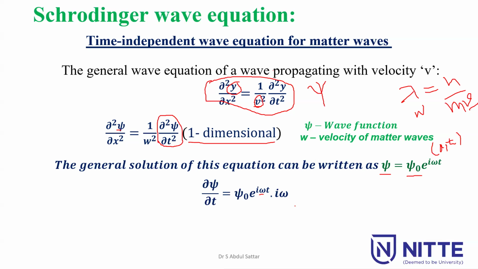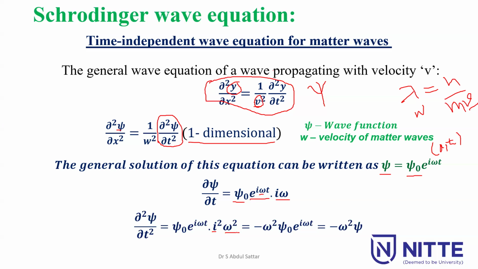Then again, if we differentiate with respect to time, dou square psi by dou t square equals psi naught, which is a constant with respect to time but a function of x, times the derivative of e power i omega t, and again i omega. Since i omega is already there, this becomes i square omega square. We already discussed i square equal to -1, so this is minus omega square psi naught into e power i omega t. Psi naught into e power i omega t is nothing but psi, so we can replace it with psi. Then this equation becomes dou square psi by dou t square equal to minus omega square psi.